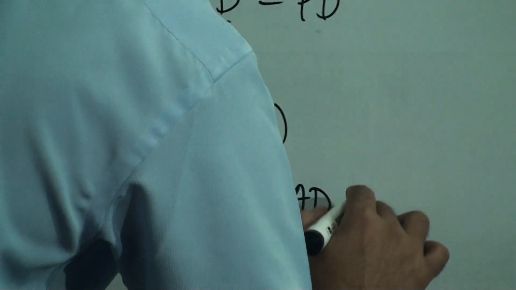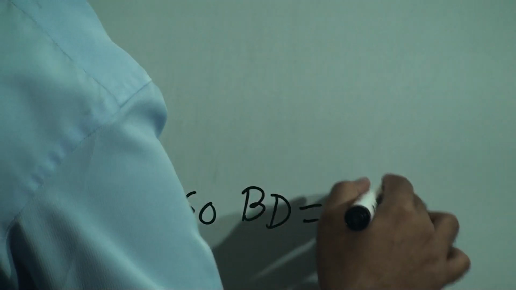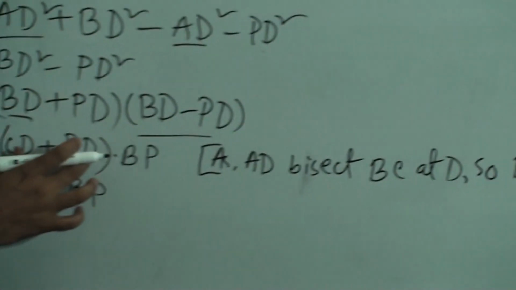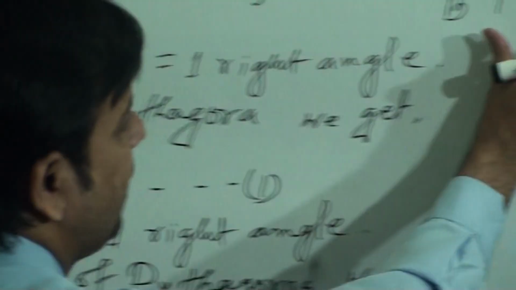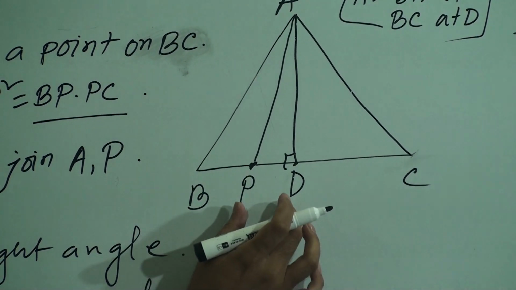as AD bisects BC at D, so BD is equal to CD. So for this we can replace BD by CD and we will get CD plus PD. If we see in the figure, CD plus PD, this total will be PC, and BD minus PD means BP. So we can write here BP.